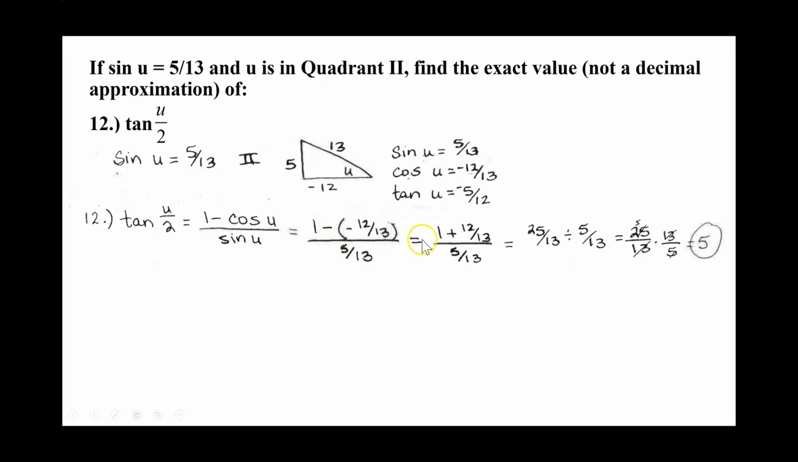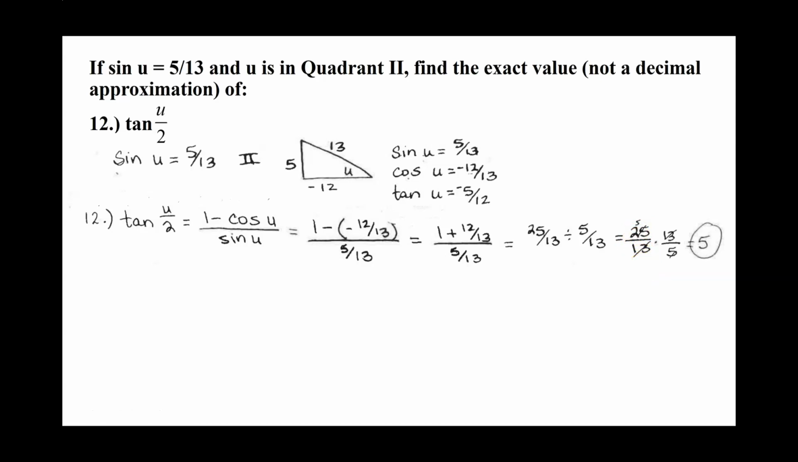So minus a negative would be plus. I need a common denominator here. So I'm going to say 13/13 plus 12/13 is 25/13. 25/13 divided by 5/13, we're going to stay, change, flip, right? So stay, change, division and multiplication, flip that second fraction. The 5s will simplify, and the 13s will simplify, and that'll leave me just 5 over 1 for my answer.